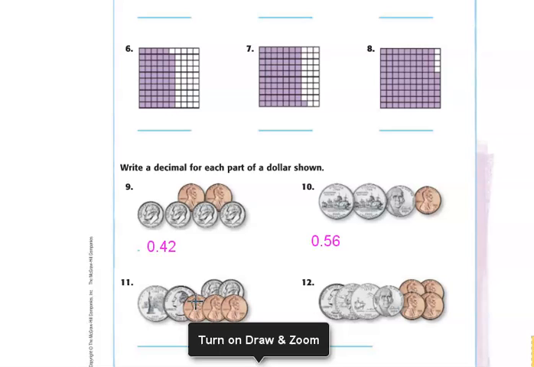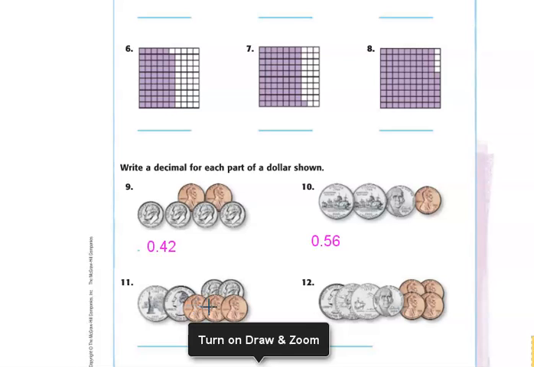Now again, we've got some quarters here. So we've got 25, 50. Then we've got another 10. 50 plus 10 is 60. 60 plus another 10 would be 70.